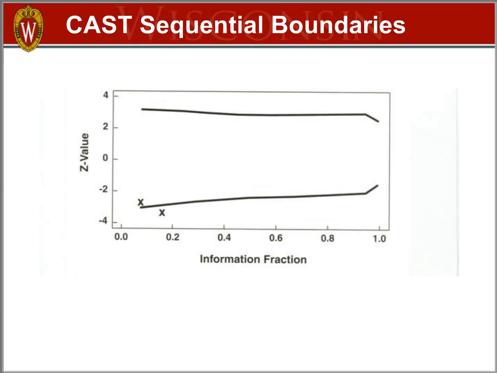I've plotted here the sequential boundaries for this trial using the spending functions, as described earlier. Again, the x-axis has the information fraction from 0 to 100%, 1.0, and the y-axis is the standardized test statistic. What's important to notice is how quickly these results emerge from a z-value of 0 at the beginning, when there's no information, to a z-value of minus 2.82 and then to minus 3.22.